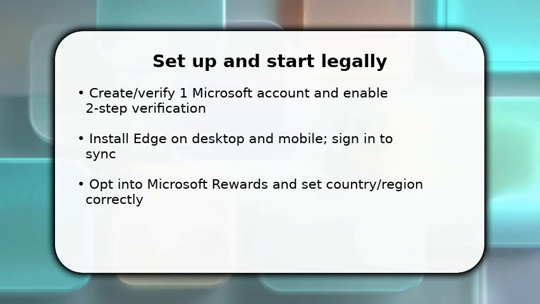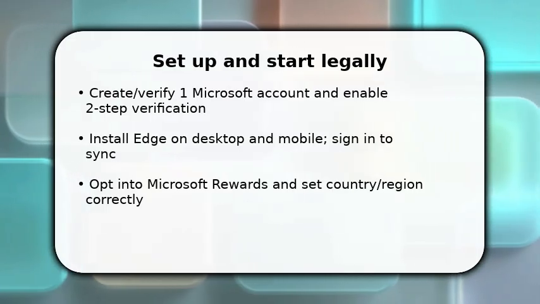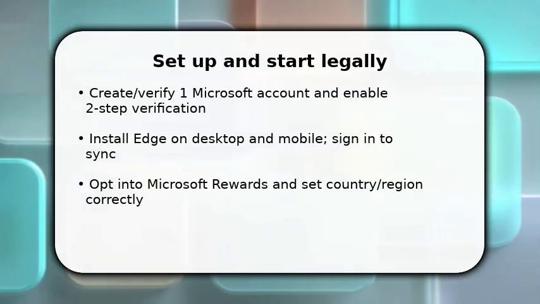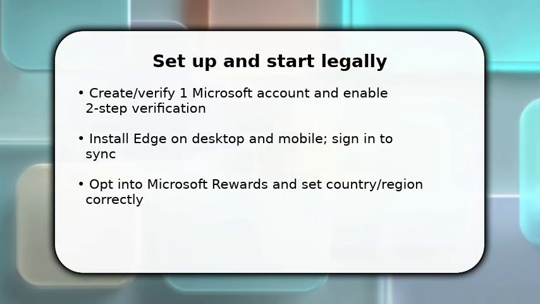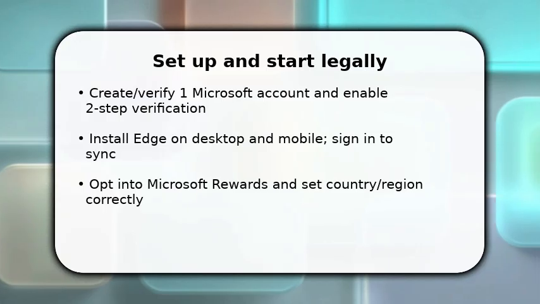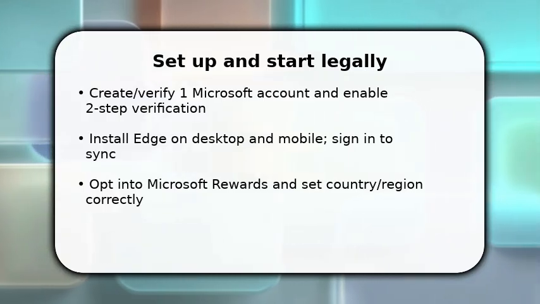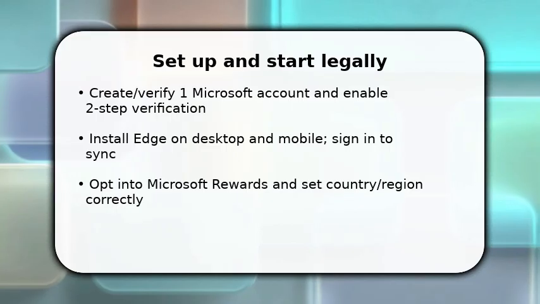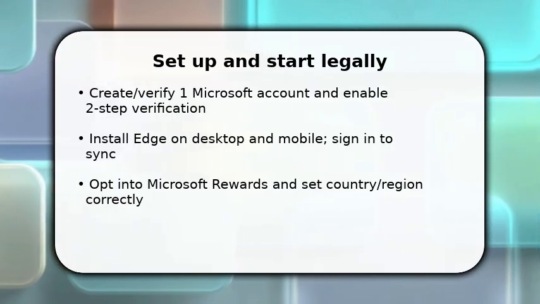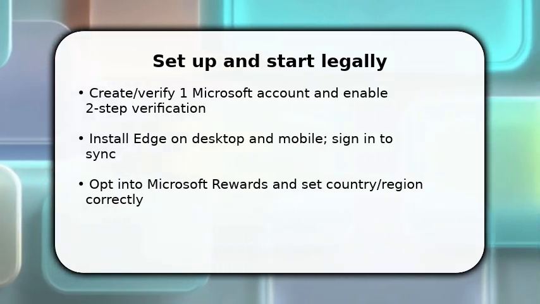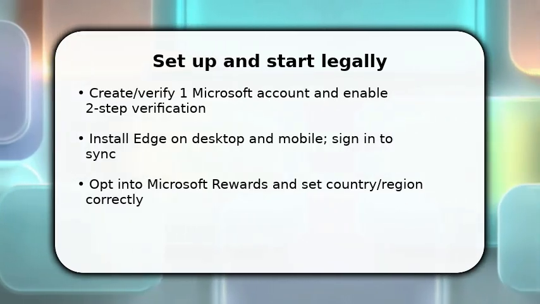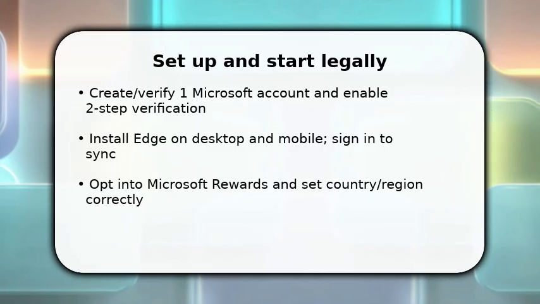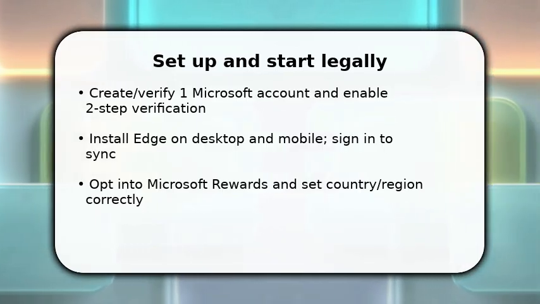You won't get unlimited points by breaking rules, so set up correctly. Create and verify one Microsoft account, enable two-step verification, and sign into Edge on every device. Once done, opt into Microsoft Rewards and confirm your country and time zone so offers match. Make sure you use the signed-in Edge browser for searches and the Rewards widget is active. This establishes legitimate crediting and prevents accidental account flags.